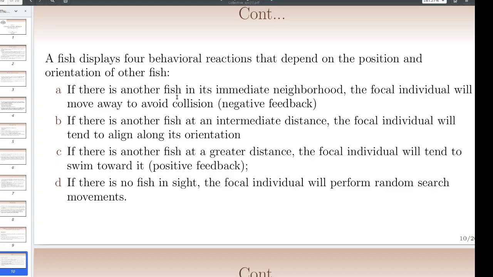If there is another fish at an intermediate distance, then that individual fish will tend to align along its orientation. If there is a fish at a greater distance, then the individual will tend to swim towards it. If there is no fish in sight, then the individual fish will perform random search movements.